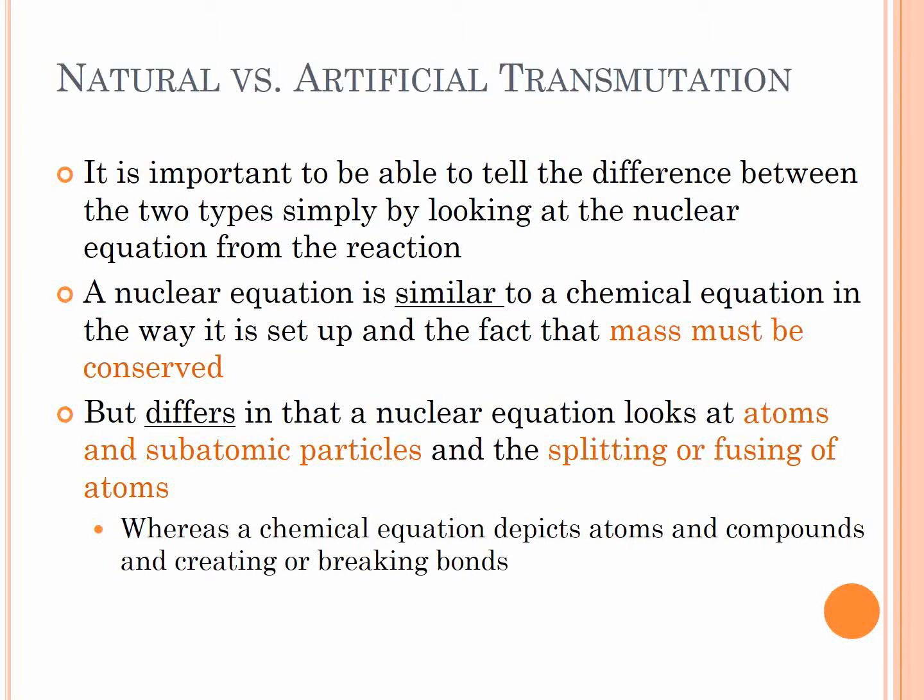Artificial versus natural transmutations. It's important to be able to tell the difference between the two types simply by looking at the nuclear equation from the reaction. A nuclear equation is very similar to a chemical equation in the way that it's set up, in the fact that mass must always be conserved. However, it differs because in a nuclear equation we look at atoms and subatomic particles in the splitting or fusing of atoms, whereas in a chemical equation we look at atoms and compounds creating or breaking bonds. Now we're focusing specifically on what's happening with the nucleus of an atom and what subatomic particles are created or given off.